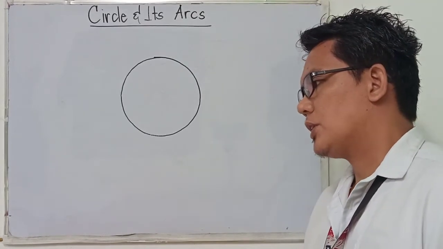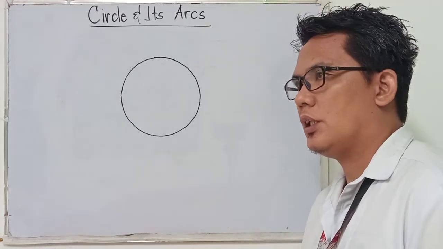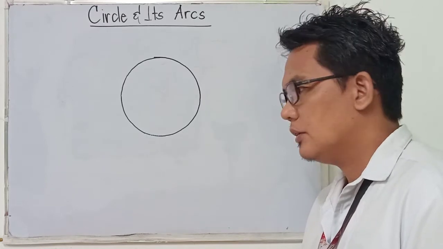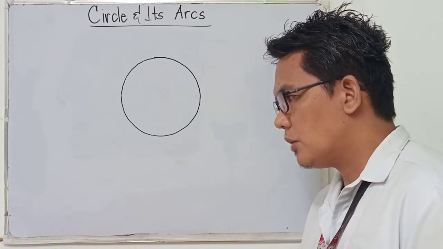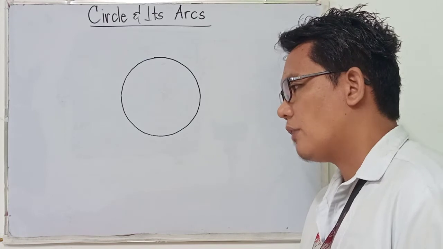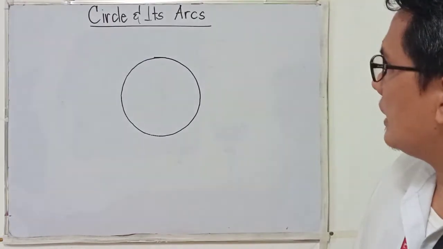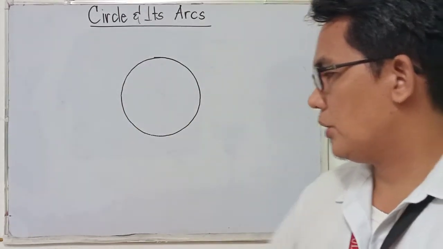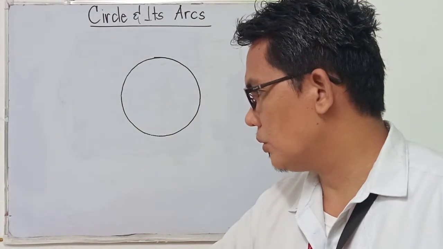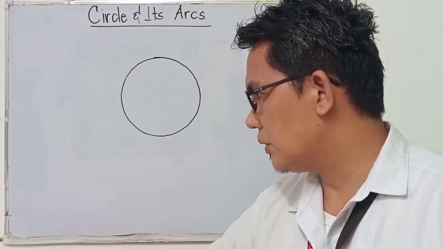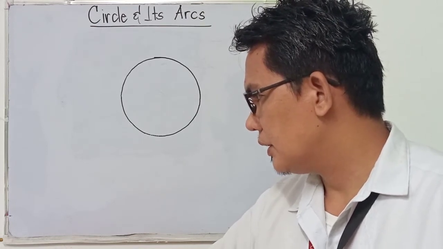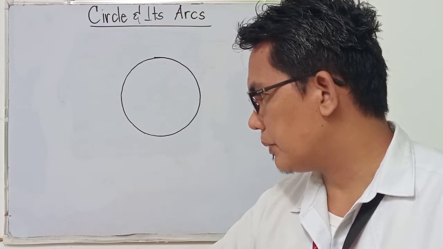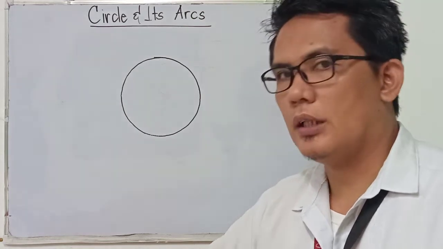So let us first define the parts, or the things, that we're going to understand. What are the terms referring to the circle? So, circle and its arcs. If I have here a circle, you can browse your module, module 5, and let us identify there, on the recap portion, items 1 to 7.